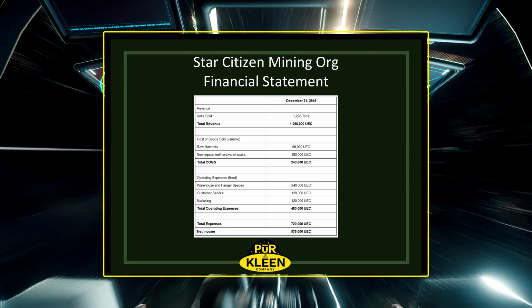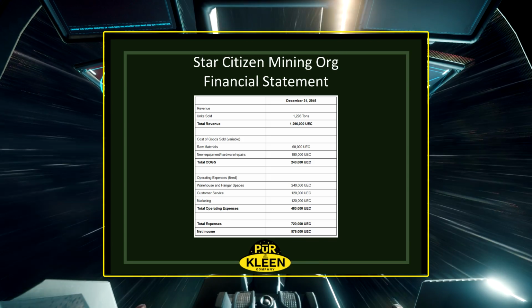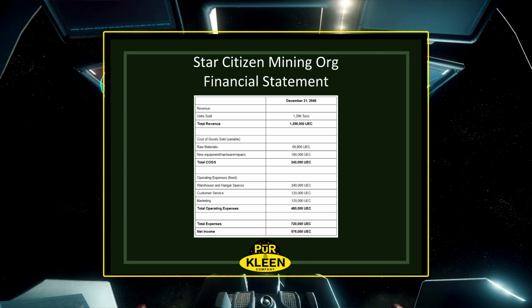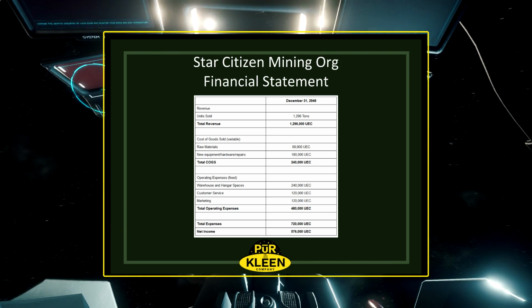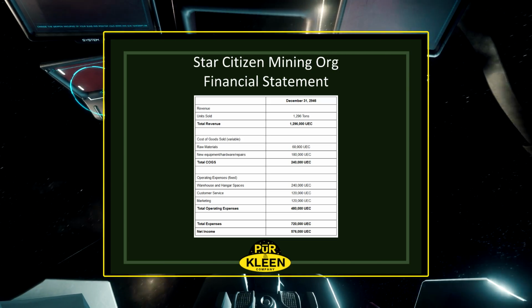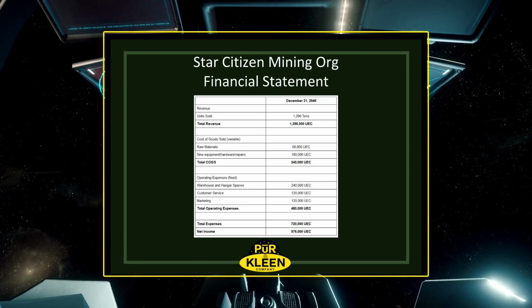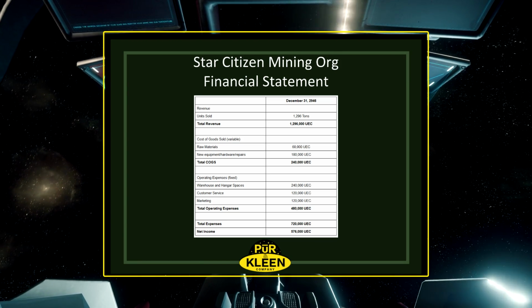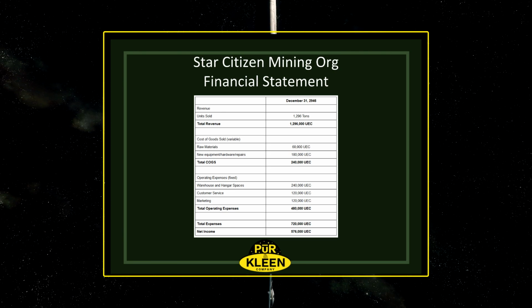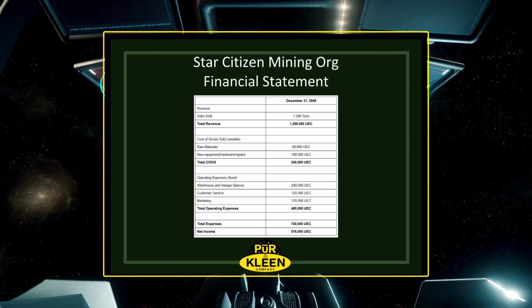And our total expenses, if you add our variable and fixed costs, are 720,000 UECs for the year. Now, if you subtract your total expenses from your total revenue, you get your net income, and it's 576,000 UECs. So now we know how much income we made for the year of 2946, and go ahead and give yourself a pat on the back and distribute bonuses, and hurrah.